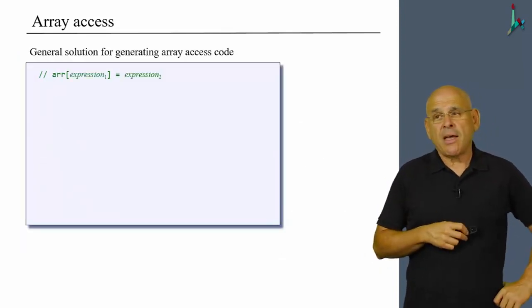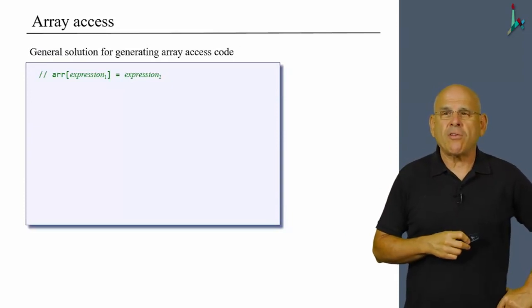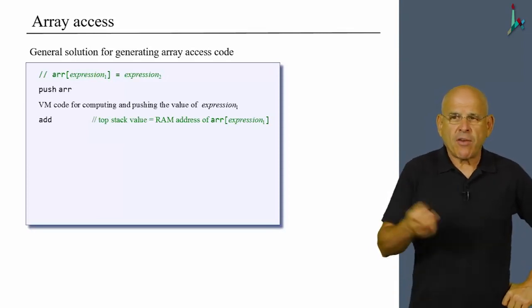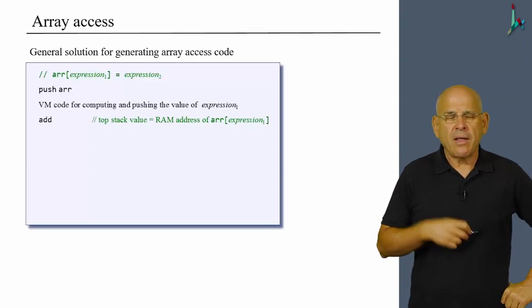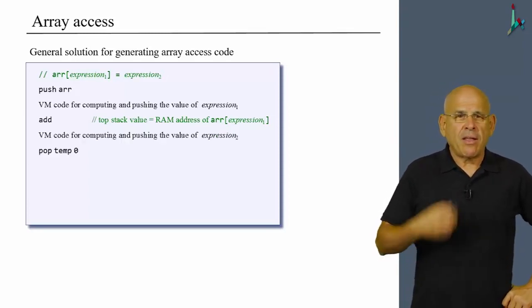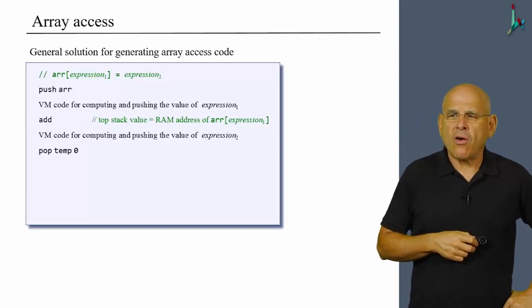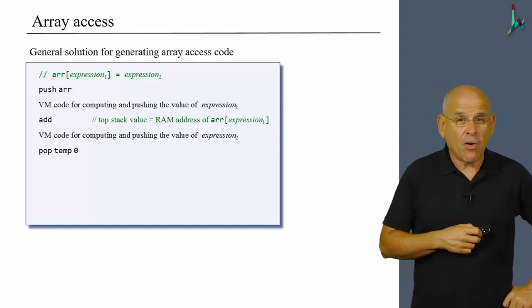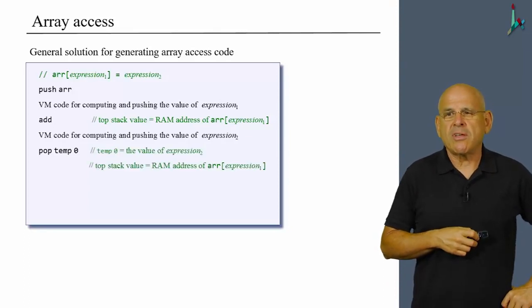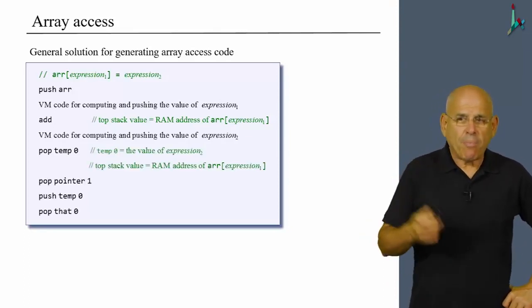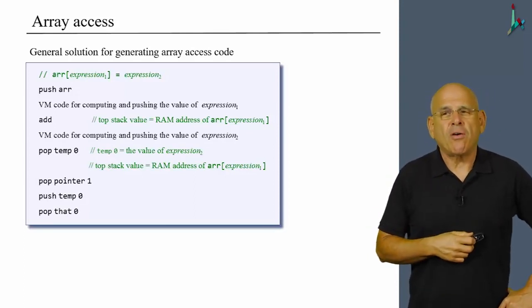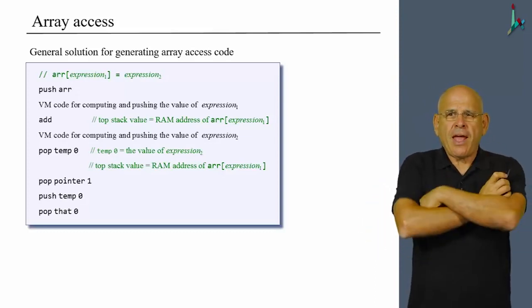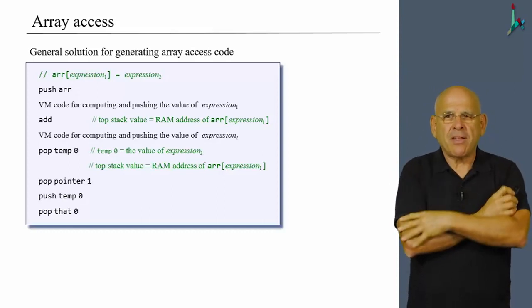To generalize this example here, if we have to generate code for this high-level generic statement, we push arr, then we generate code to evaluate and push expression 1. We add them up. Then we generate code to evaluate and push the result of expression 2 onto the stack. We pop temp 0. This is the big innovation that we just introduced. And once we do this, we pop pointer 1, push temp 0, pop that 0, and this will generate the necessary code to handle the top high-level statement that you see here.